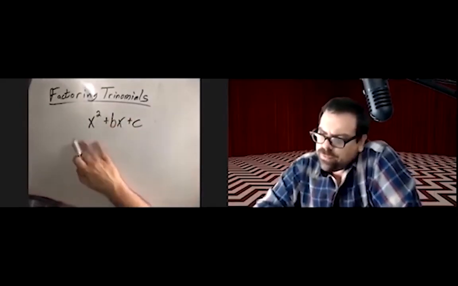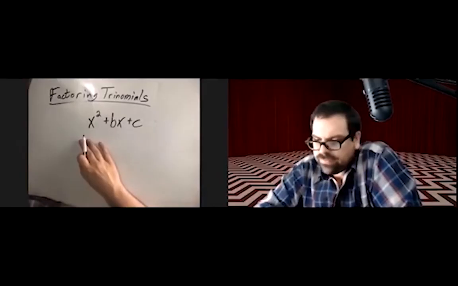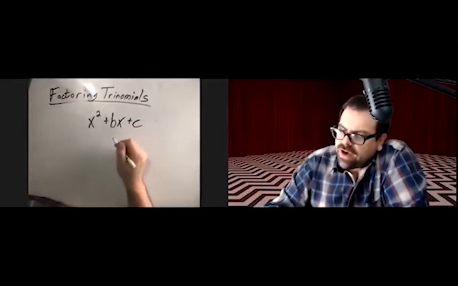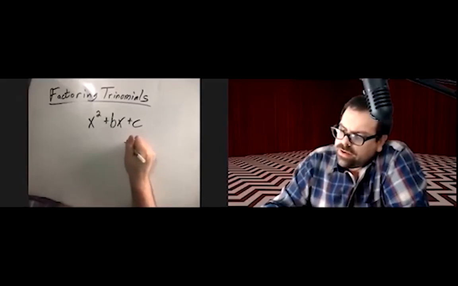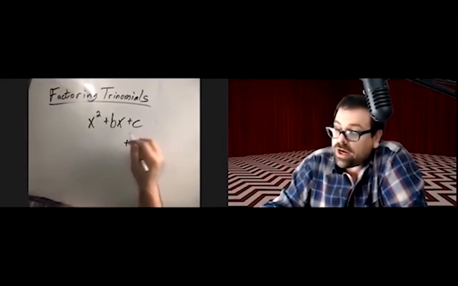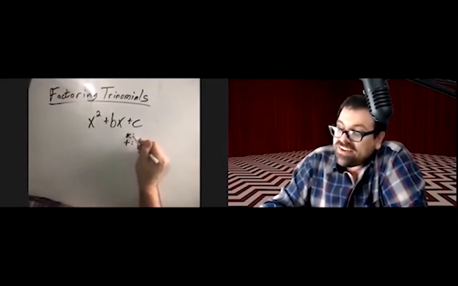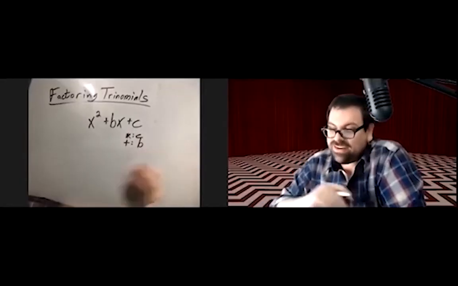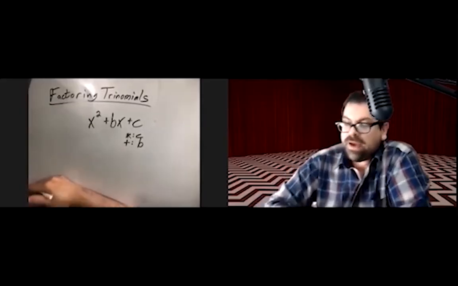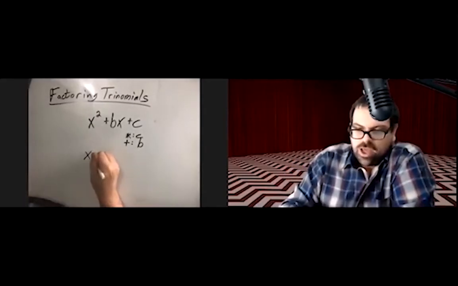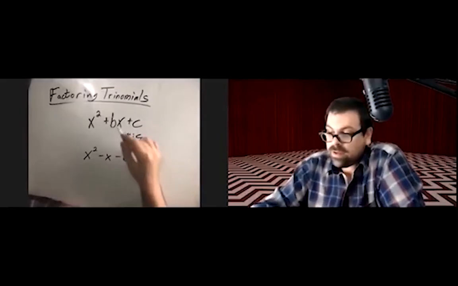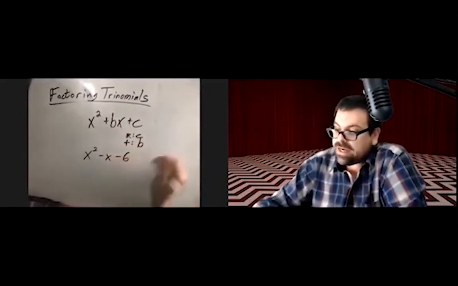Our strategy, when we see this form, we have the x squared, nothing in front. Our strategy is going to be to find the numbers that multiply to give us c and add to give b. Well, what do I mean by that? Let's take a look at x squared minus x minus 6. Here, b would be negative 1.